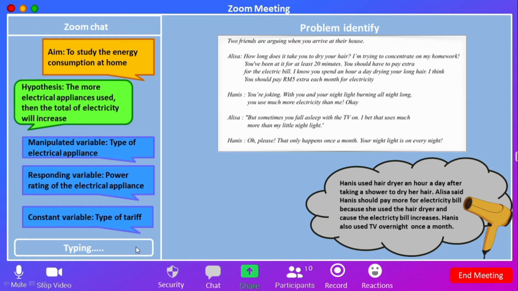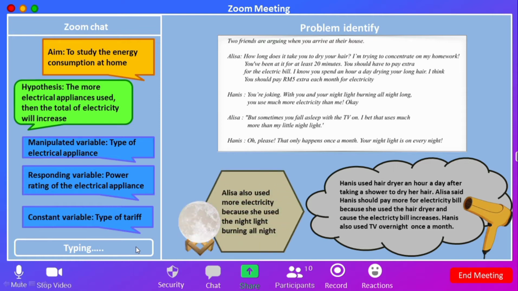Then, from the conversation, we know that Alisa also used more electricity because she used the night light burning all night.